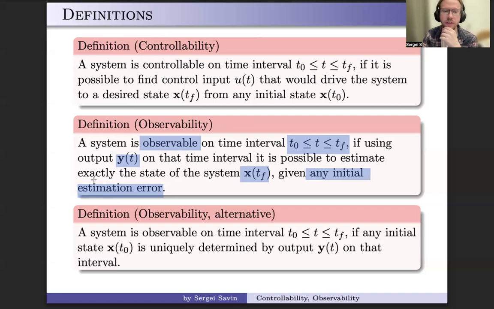Or alternatively, a system is observable if, on the same time interval, any initial state can be determined just by studying the output of the system. So basically, the difference between those two definitions is this. In both cases, you have a system, you have output, and you have an interval. One definition tells you should be able to find out what x is at this moment. Another definition tells you should find out what x is at this moment. Right? That's the difference.